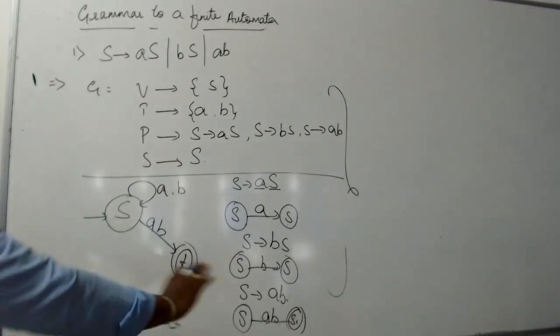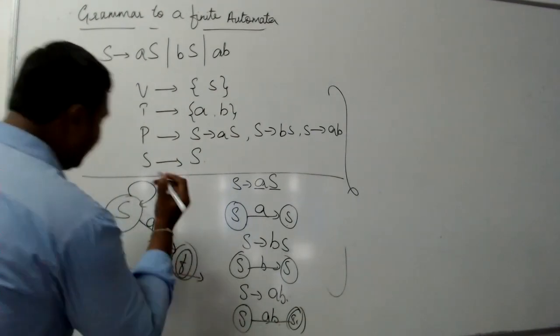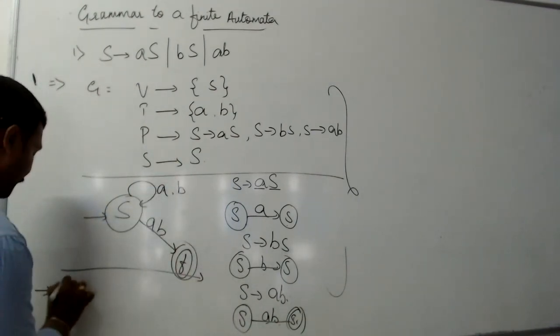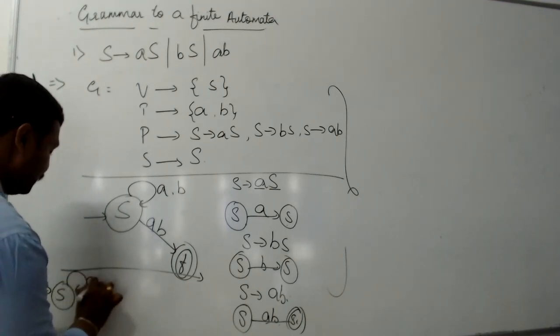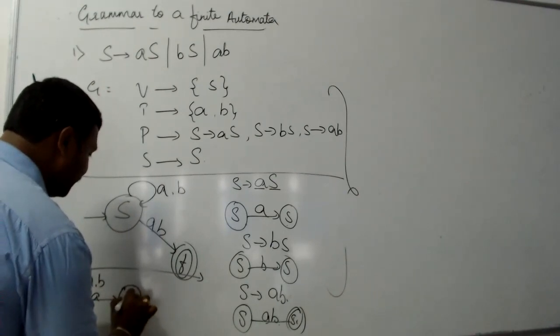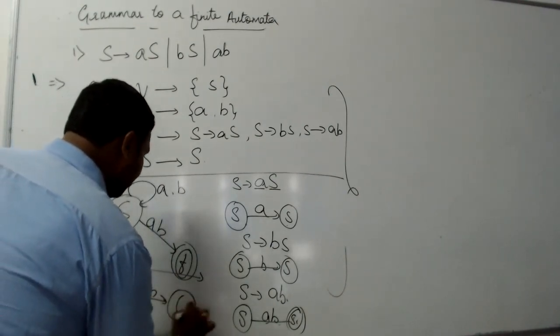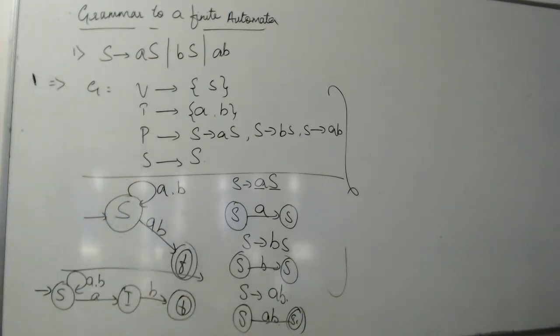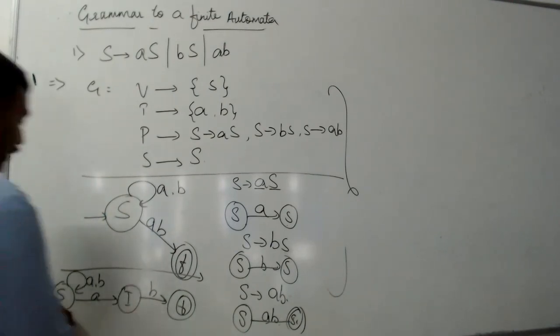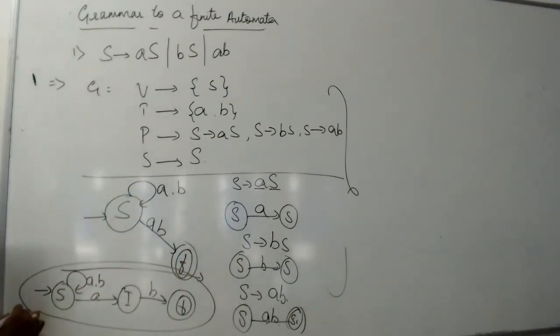Right? So I cannot write this directly like this, I will differentiate this by using my intermediate state. So S upon A, B upon A, some intermediate state I, upon B to the final state F. This is how you are going to get your finite automata for a given grammar.